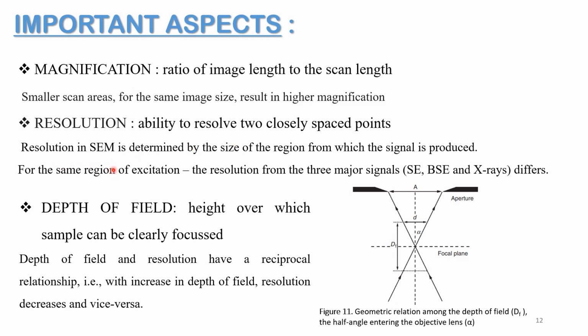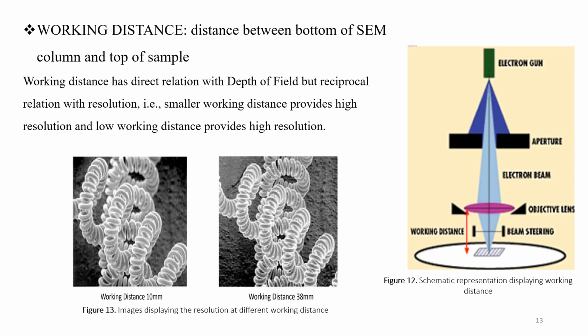Resolution in the SEM is determined by the size of the region from which the signal is being produced. For the same region of excitation, the resolution from secondary electrons, backscatter electrons, and X-rays differs. The depth of field is the height over which the sample can be clearly focused. The depth of field is inversely related to the resolution, which means that if the depth of field is increased, the resolution decreases. The working distance is the distance between the bottom of the SEM column and the top of the sample. The working distance is directly related to the depth of field.